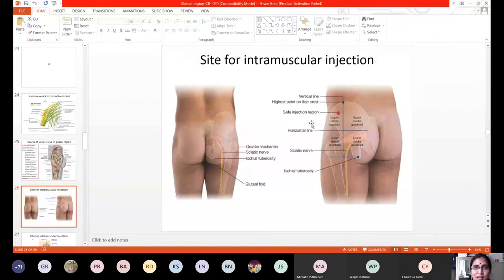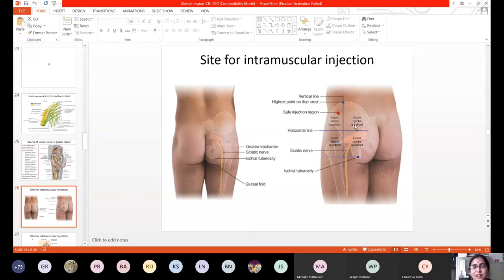You can see in this picture, the site for the intramuscular injection is the superolateral quadrant, which is also known as the upper lateral quadrant. It is the safe site for the injection because it will not penetrate the neurovascular bundle related to the gluteal region. The most important neurovascular bundle, especially nerve, lying in the gluteal region is the sciatic nerve. So if the injection is given elsewhere, there is a high chance of penetration of the sciatic nerve along with the other blood vessels.